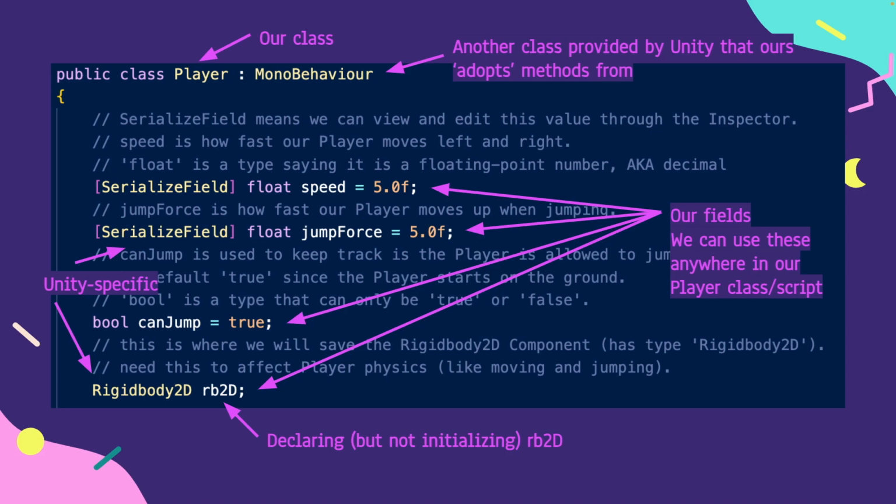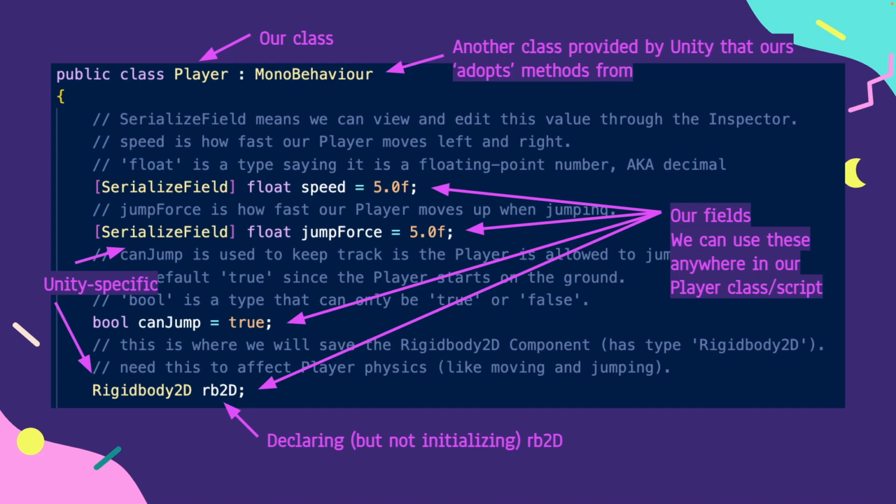Unity provides. And basically that little colon just says, hey, we're going to take whatever methods and fields MonoBehavior as a class has, and I can use it as well. So that's what Player has. And that's why, on this slide, we just have our fields.